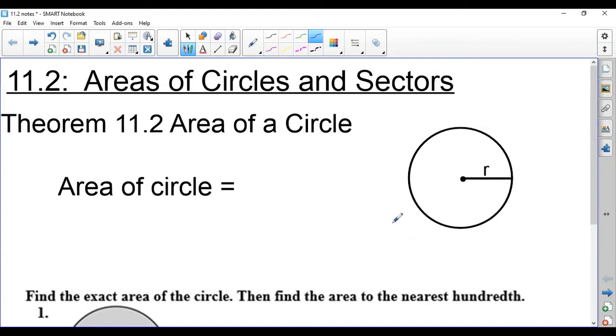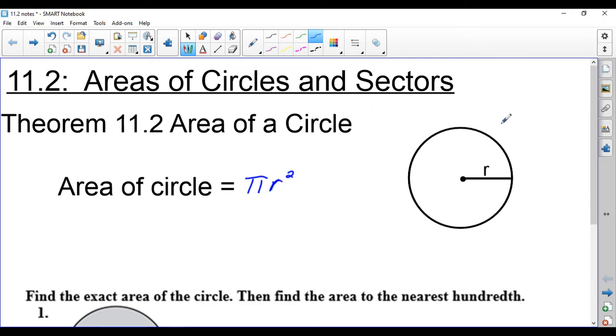In section 11.1, we talked about the circumference of a circle, 2 pi r, and then how you can use the formula for circumference to find the length of an arc, because an arc is a portion of a circle. Today, we're going to look at areas of circles, which is a formula that we should know from previous years. Area of a circle is pi r squared.